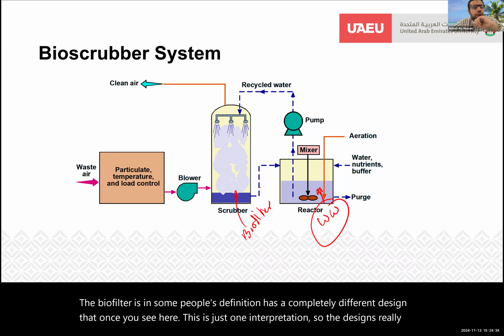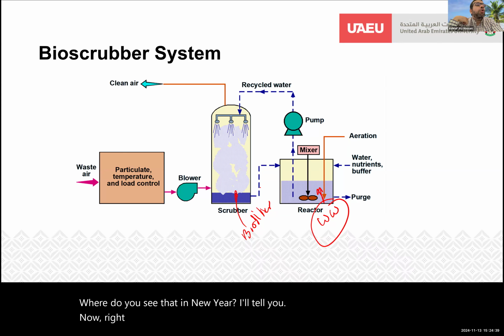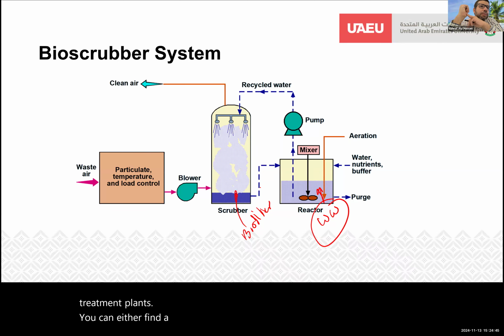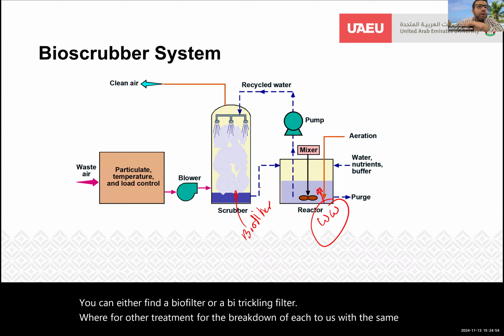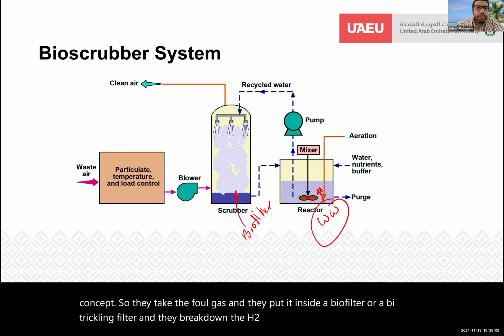Where do you see that in UAE? I'll tell you right now where they use them a lot. They use them in all the wastewater treatment plants. You can either find a biofilter or a biotrickling filter for odor treatment, for the breakdown of H2S with the same concept. So they take the foul gas and they put it inside a biofilter or a biotrickling filter, and they break down the H2S to get rid of the bad smell.